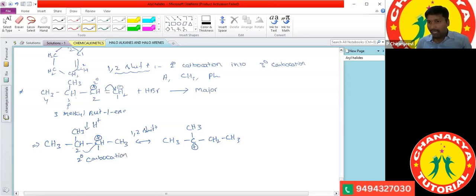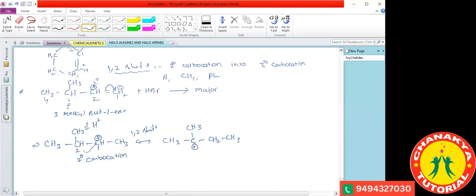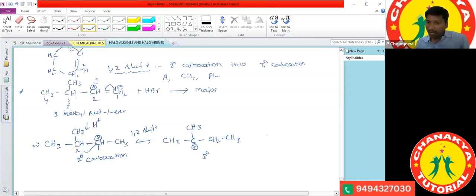So whatever the carbocation formed, either primary, secondary, or tertiary, which carbocation will form? Tertiary, very good. Tertiary carbocation is more stable. In the next step, what happened? Bromine is going to be attached to the tertiary carbon atom. Then it forms CH3-CBr(CH3)-CH2-CH3.